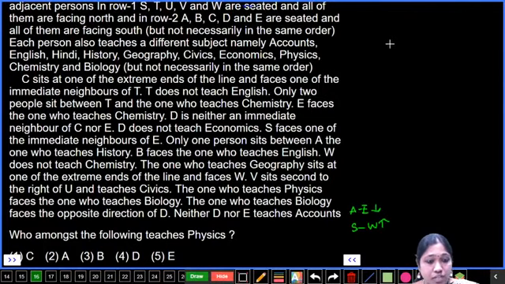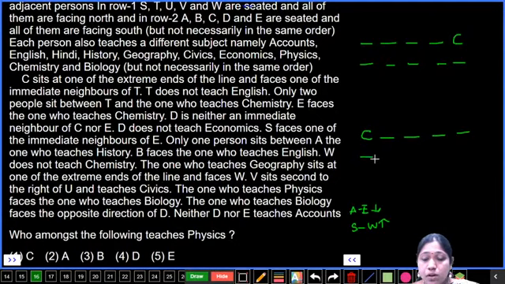What is given in the first condition is C sits at one of the extreme ends of the line. So C should be at any of the ends. 1, 2, 3, 4. I'll place C here. 1, 2, 3, 4, 5. I'll take the other condition also. I'll place C to the rightmost side. 1, 2, 3, 4, 5.